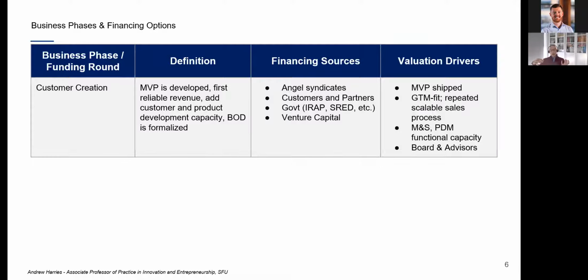So the rocket ship has to have been built, or the large part of the engine needs to be there. And so you can still fine tune some of the instruments, but the rocket ship itself needs to be there, right? And the key valuation drivers here are going to be your minimum viable product is shipped. It is something that can be sold. It is something that is iterated on and improved, but it can be sold as is. So you're starting to build sales and marketing. Your go-to-market fit. So how do we get found? How do we get what we sell into the hands of people who want to buy it?